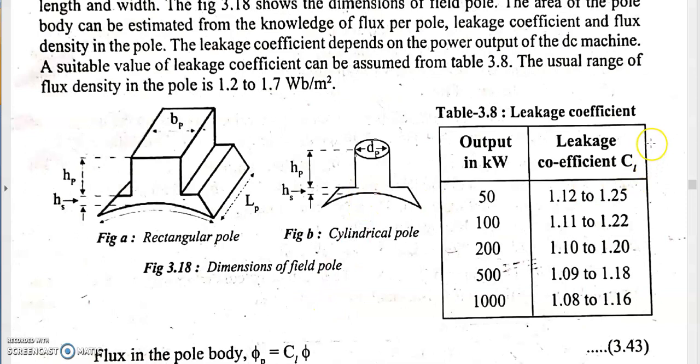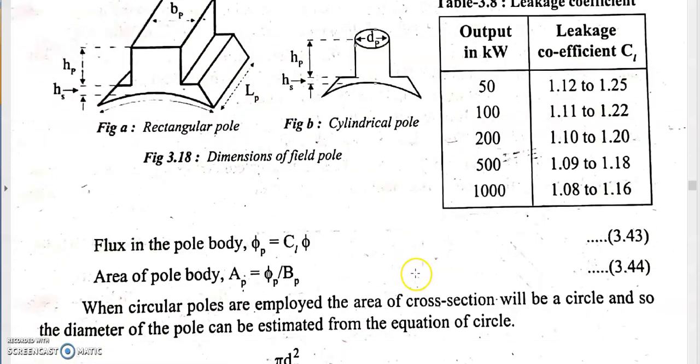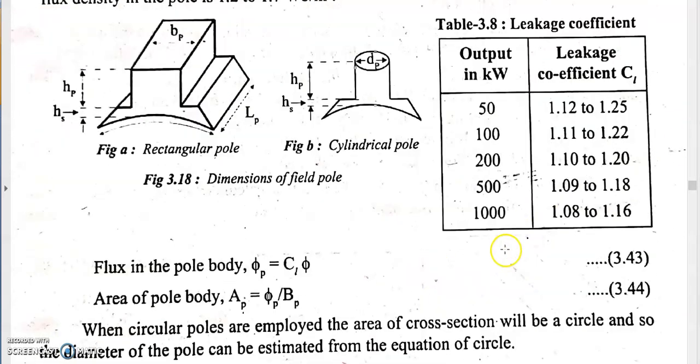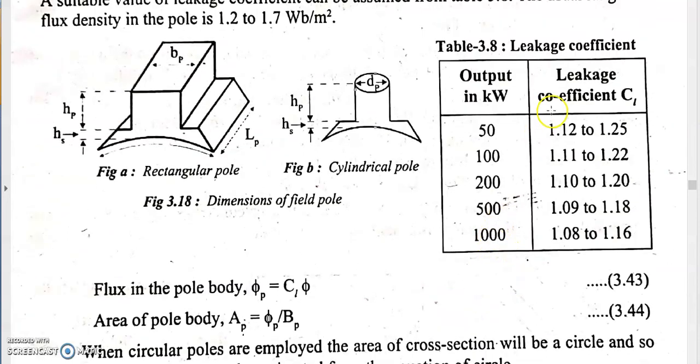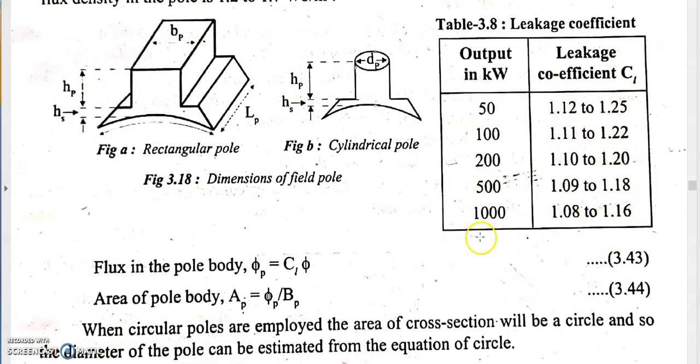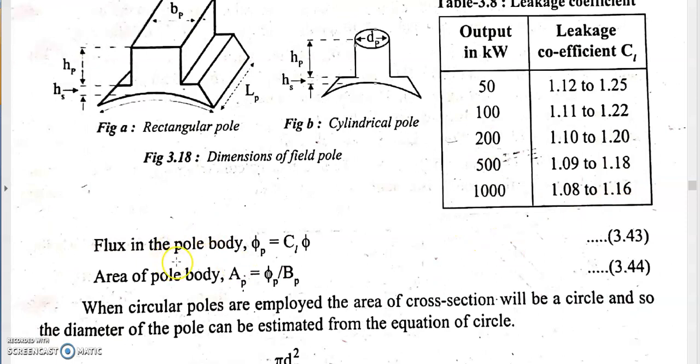Usually the depth of field will be assumed, and this leakage coefficient value to calculate the flux in the pole body will be assumed for different capacities of the machine in these ranges. Leakage coefficient CL has different value ranges for different capacities of the machine. So flux in the pole body is this leakage coefficient multiplied with the flux per pole.